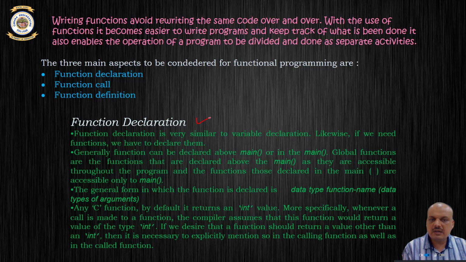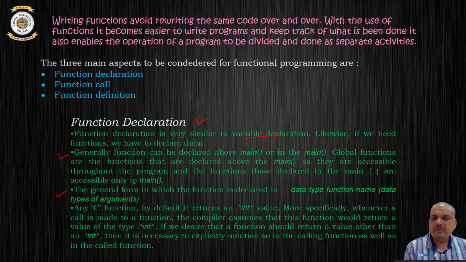Function declaration part. As already mentioned, the function declaration is very similar to that of a variable declaration. It gives us a gist of the function in terms of its name, the parameters that it can take in, and the return type that is expected out of it. Generally, the function declaration is written as a global declaration, above the main program.